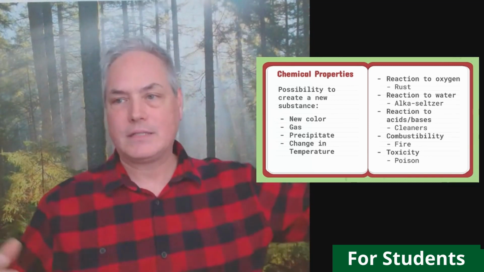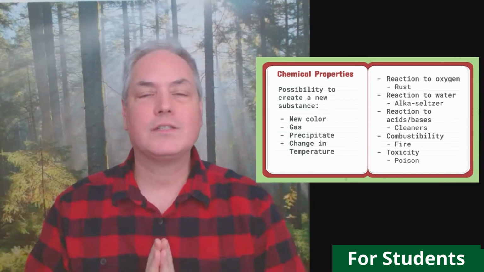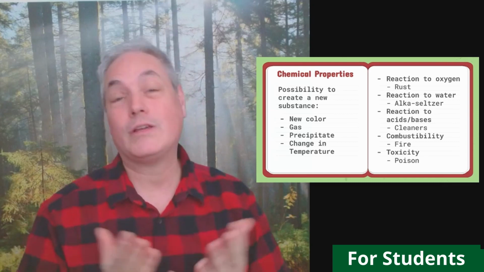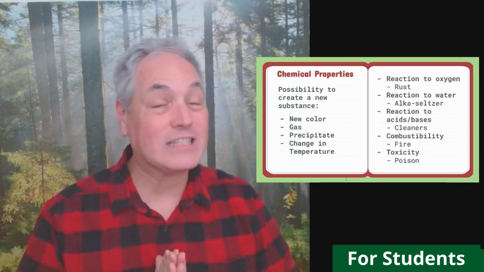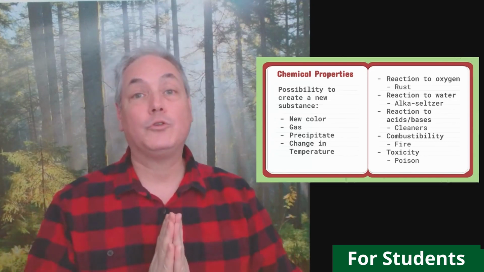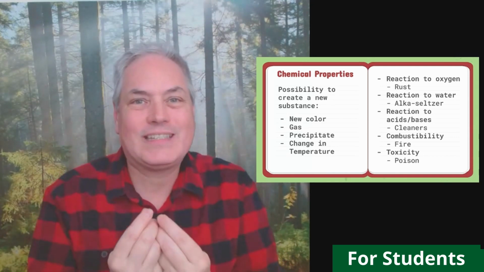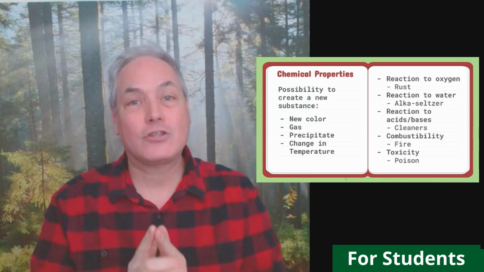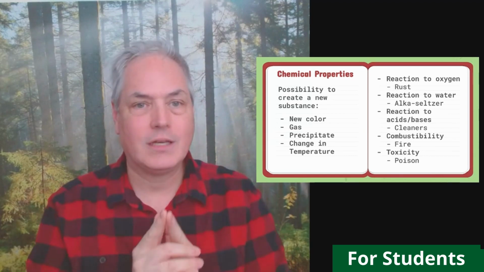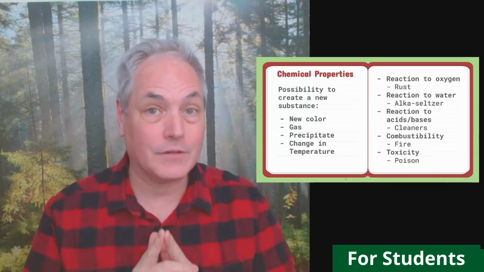It happens. So the reaction with oxygen is, if you have a piece of metal, you can think of a car. If a car gets very, very old, then the metal will turn into rusty metal, which is a reddish color. That's a reaction to oxygen. That's a chemical property of iron.